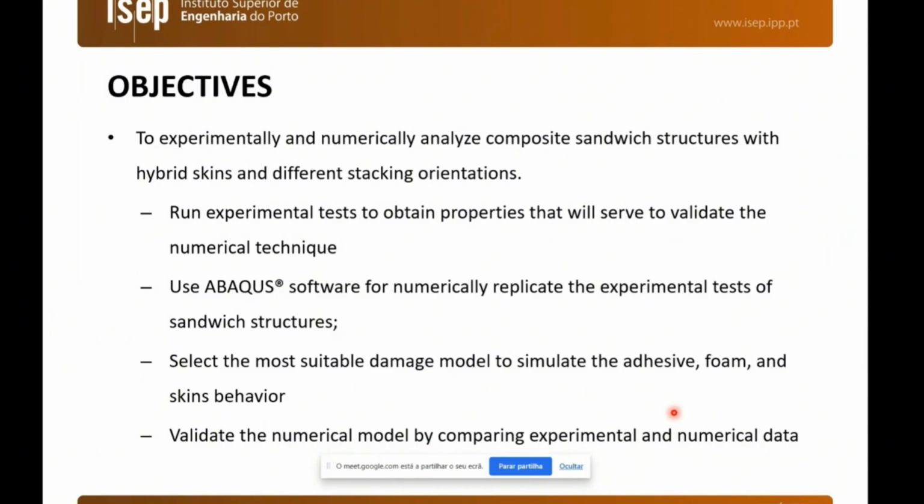sandwich structure. We use the Abaqus software to numerically replicate the experimental tests in both 3 and 4-point bending. We want to select also the most suitable damage model to simulate the adhesive, foam, and skin behavior, and finally validate the numerical model so that we can extrapolate this methodology to other types of materials and testing setup.